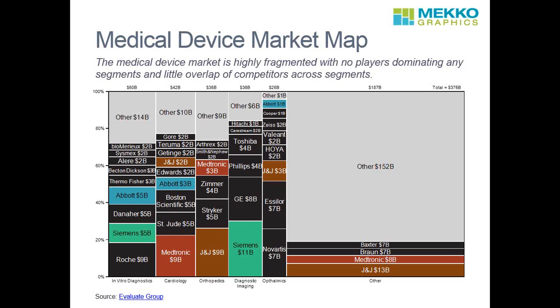You can't really tell that from the market map, but you can tell that it is a very fragmented market. You can also tell that some of these markets are more dominated by large competitors, like diagnostic imaging. In diagnostic imaging, the top 4 competitors control about 70% of the market, whereas in in vitro diagnostics, the top 4 competitors control maybe a little over 50% of the market.